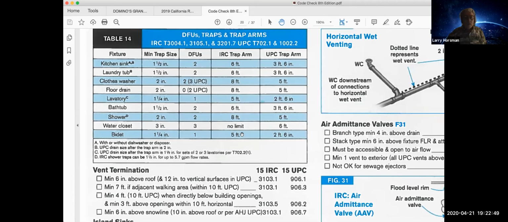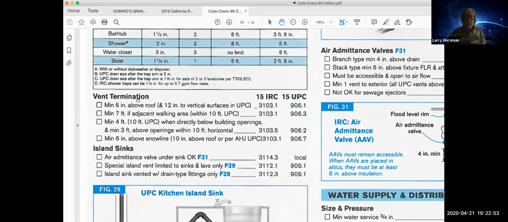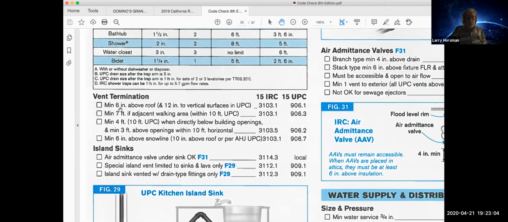But vent termination, so there's a requirement on where the vents terminate in addition to the sizes, which we'll go through in a sizing exercise. It's got to be 6 inches above the roof. It's got to be at least 12 inches away from vertical surfaces in the Uniform Plumbing Code. You have to be at least 7 feet away from a walking area.